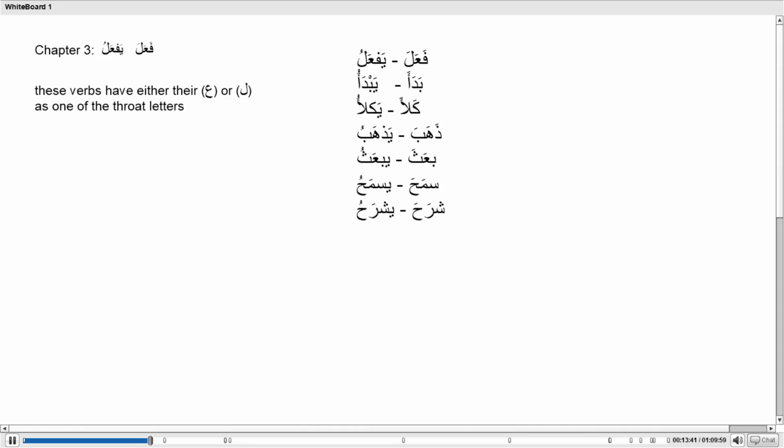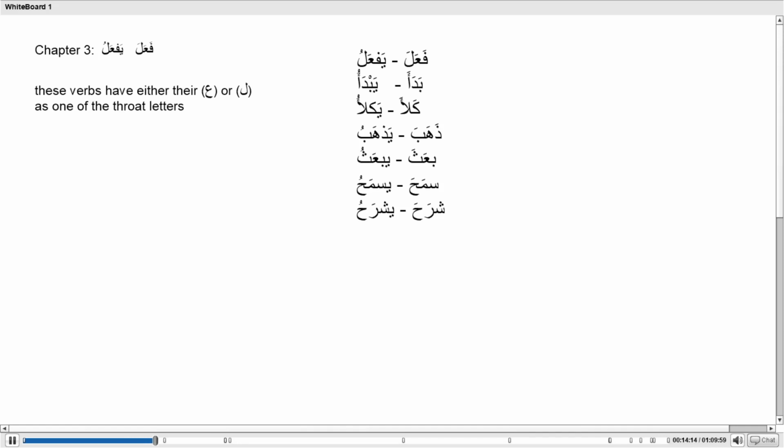ألم نشرح. See? The عين has what? The حركة. What's the حركة of the عين? نشرح. فتحة. واضح? And there it has the meaning of what? Opening. شرح يشرح. Are you with me?